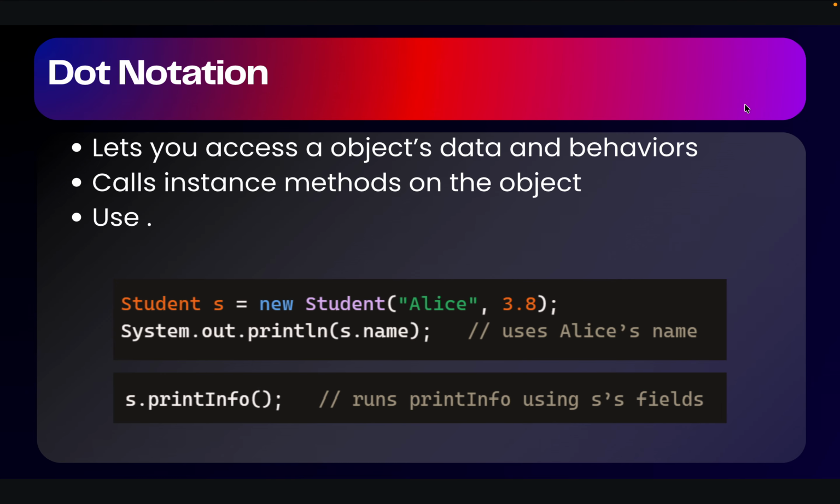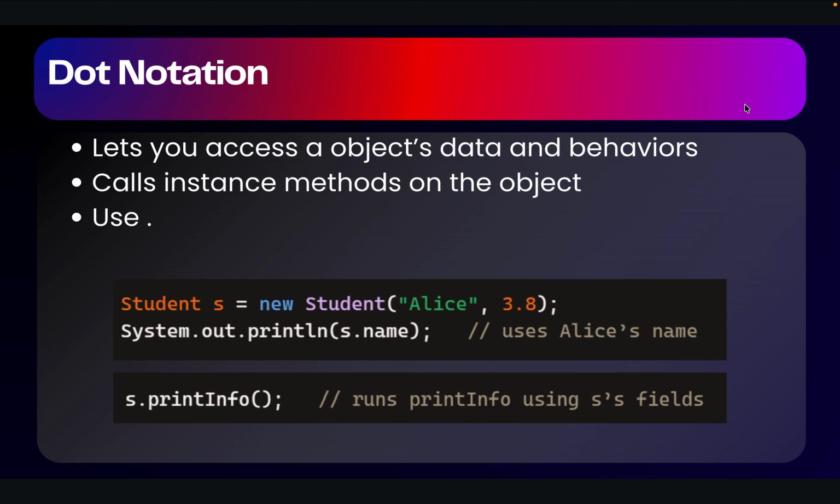Now, once you create an object, you can use that object's data and you can run behaviors or instance methods on the object. You would do that using dot notation. So dot notation is very important when it's coming to working with your classes and your objects. Literally, it's a dot or a period.